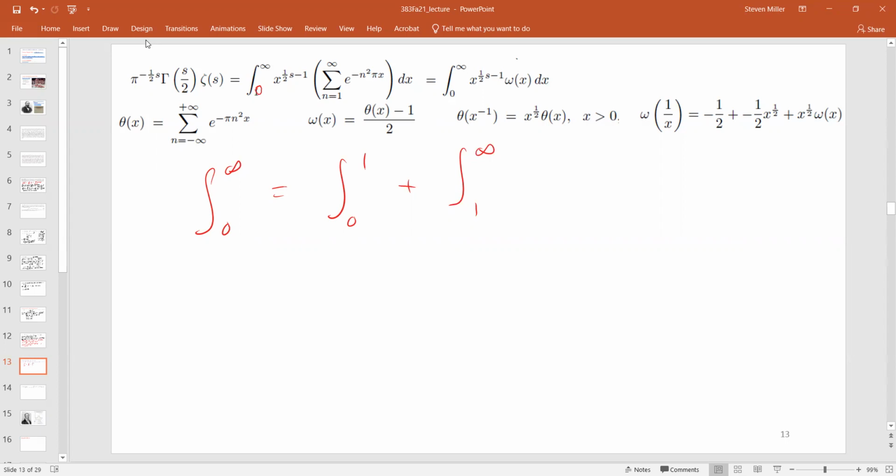And now, when I have the integral from 0 to 1 of, let's say, f of x dx, change x to t equals 1 over x. And then as x goes from 0 to 1, where does t go from?